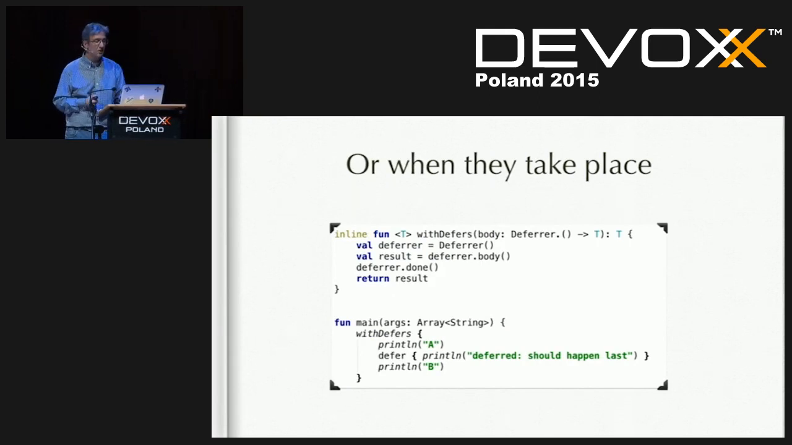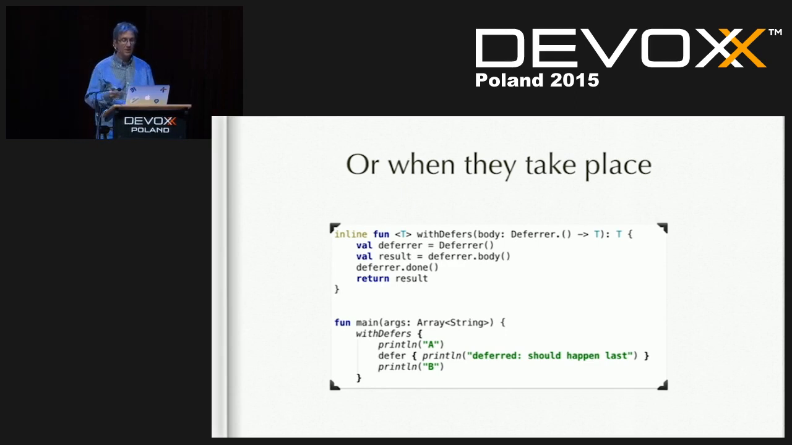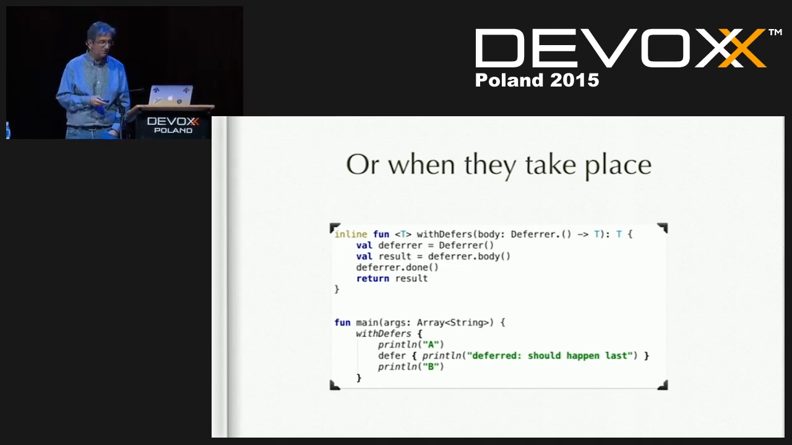So if you're familiar with Go, Go has a defer method, which allows you to defer execution to some later point. I could do that by implementing it with a function. I say withDefers. So here I say withDefers, print line A, and then defer the execution of the line, print line deferred, and then print line B. And then I define the order and how that behaves by just embracing higher order functions. Okay?